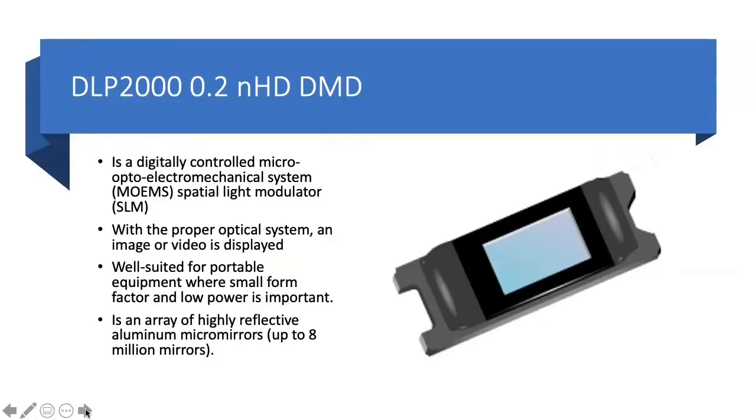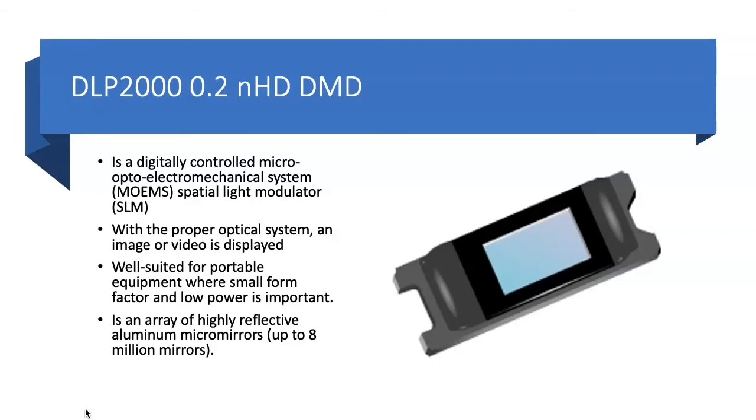Now we have our DMD, where all the magic happens. This digitally controlled micro opto electromechanical system spatial light modulator. In short words, it's saying it's electrical input with a digital output system. This proper optical system pretty much displays images or videos, which is amazing.